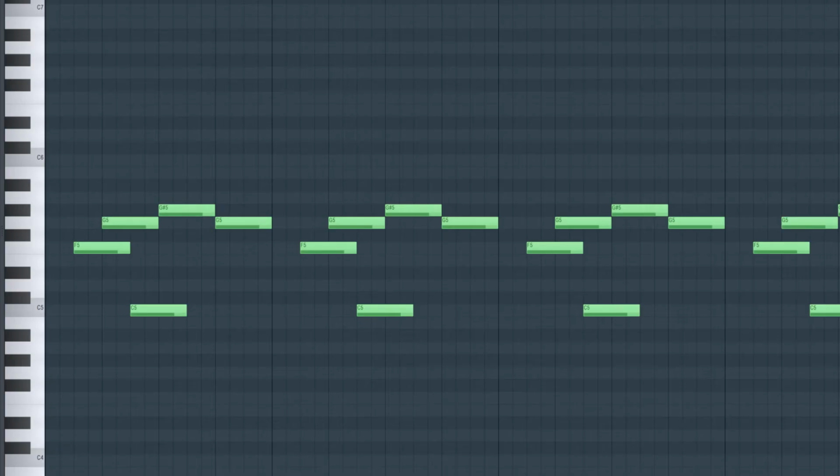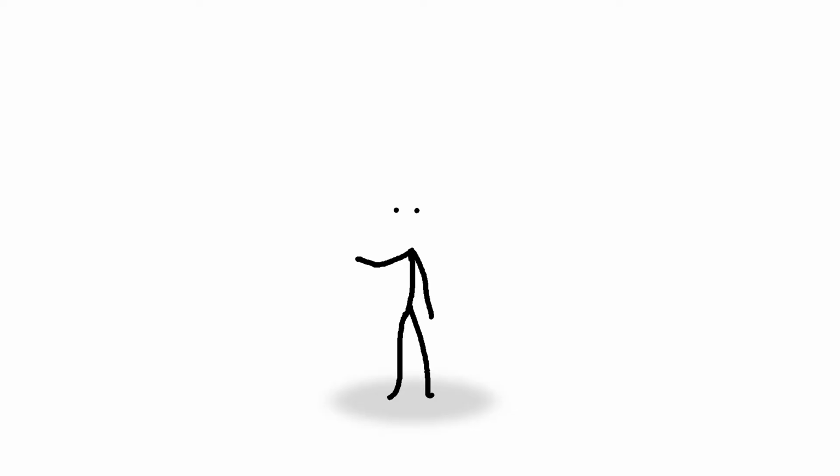I mean, look at this. This is the bell pattern for Lil Mosey's song. It has four notes and it's literally one bar long. So how do you make a simple catchy beat? Well, this is what I found.